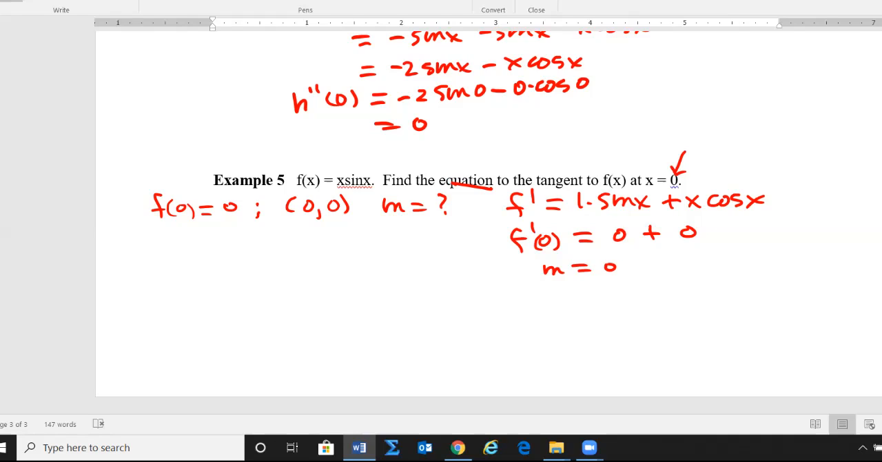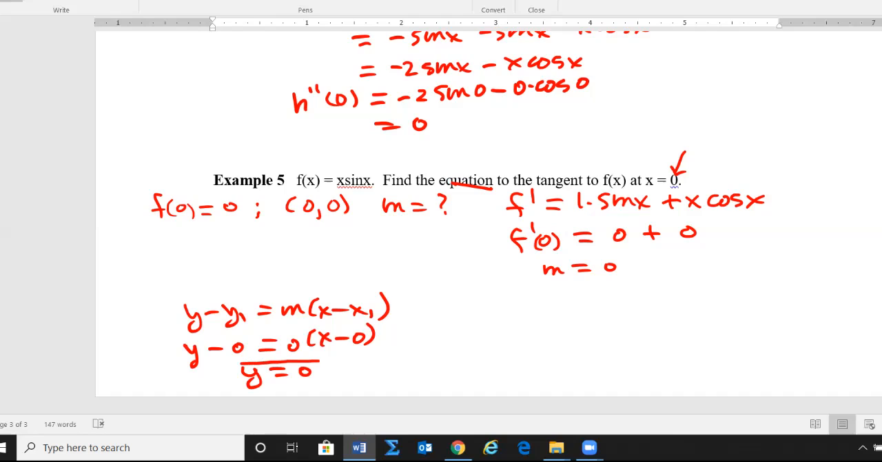So now you come back to this. y minus y1 equals m times x minus x1. That is our standard go-to point slope form from geometry that we use. And we'll put in our numbers here. We have y minus 0 equals 0 times x minus 0. A lot of zeros here. And that's our equation. It's not much, but that's it. Okay. And that's the procedure we use for finding those.